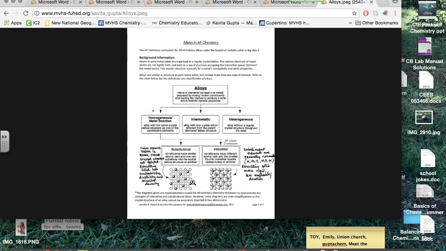In substitutional alloys, the two metal atom sizes should be about the same because one substitutes the other. In interstitial alloys, the metal atom you're putting in the other one should be considerably smaller to sit in the in-between spaces. Substitutional alloys are still flexible and soft and not that hard, but interstitial alloys are harder than substitutional alloys.